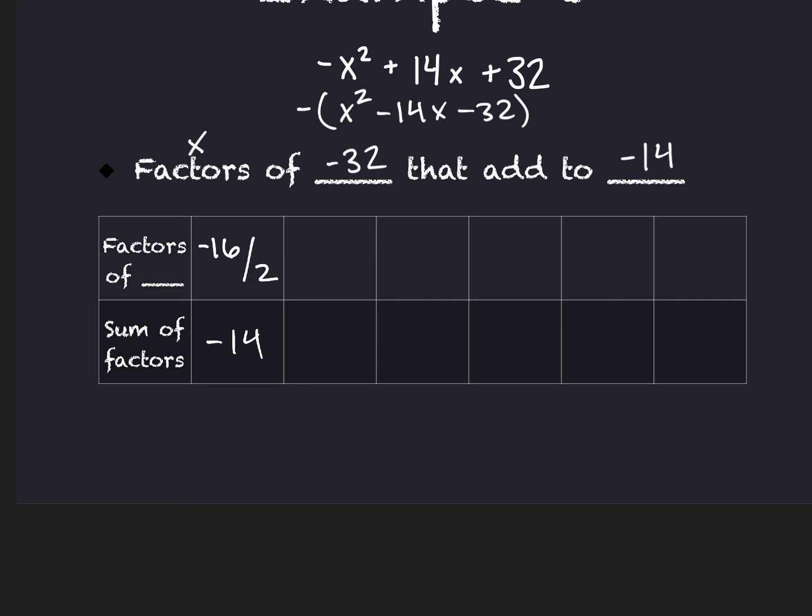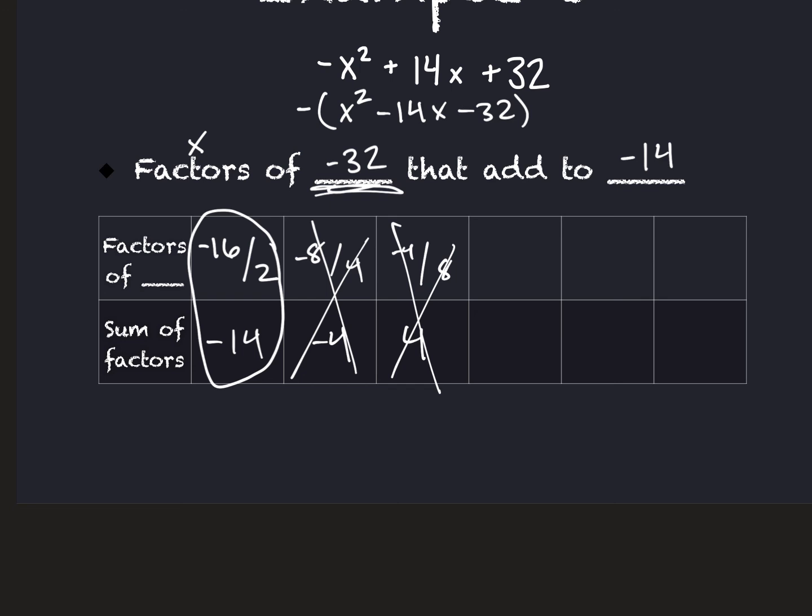We could have tried, what are some other factors of 32? 8 and 4. One of them has to be negative, so let's say 8 is negative because it has to multiply to negative 32. What's negative 8 plus 4? Negative 4, so that doesn't work. What are some other factors of 32? We could have said negative 4 and positive 8. What's negative 4 plus 8? Positive 4. That doesn't work. But Roy gave us the answer to start. Negative 16 and 2 works.